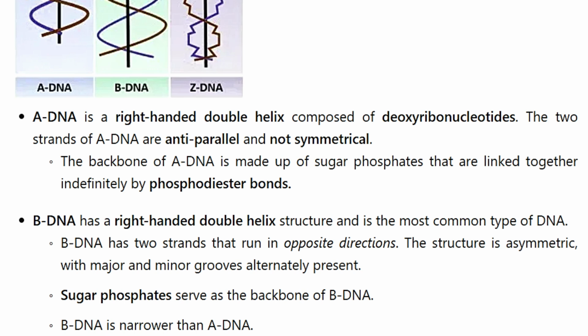bDNA has a right-handed double helix structure and is the most common type of DNA. bDNA has 2 strands that run in opposite directions. The structure is asymmetric, with major and minor groups alternately present. Sugar phosphates serve as the backbone of bDNA. bDNA is narrower than aDNA.